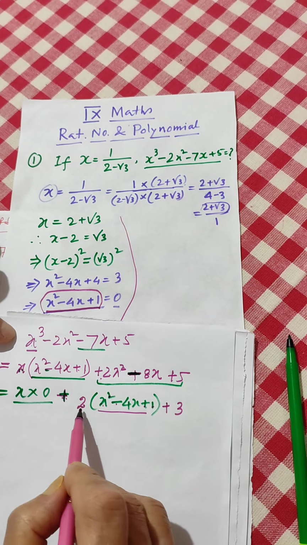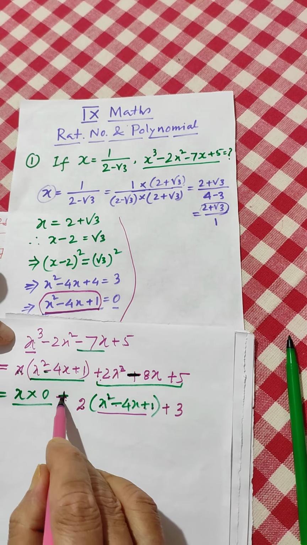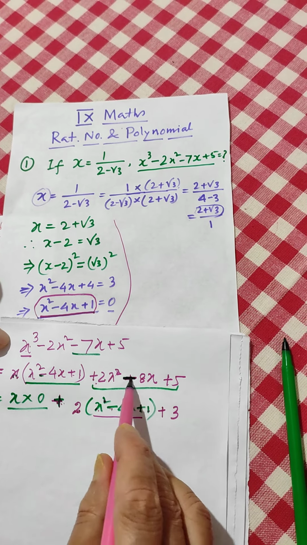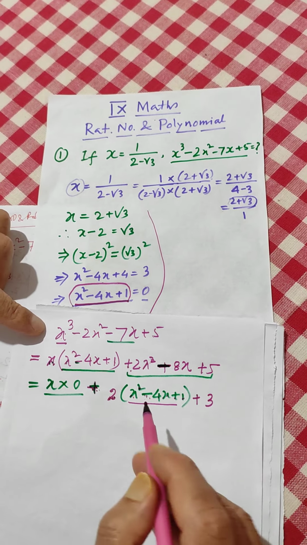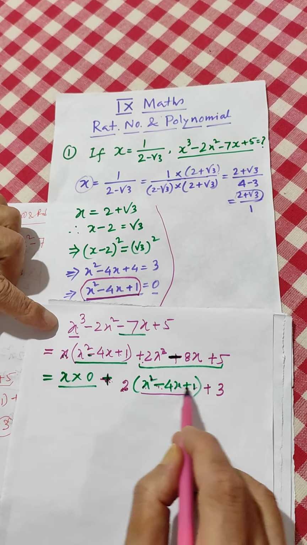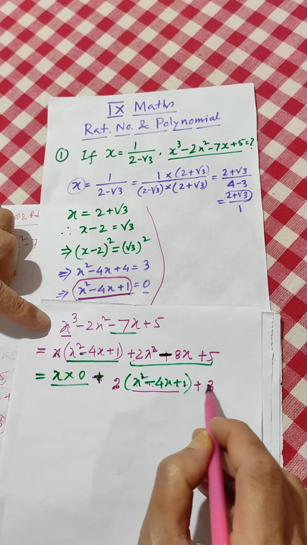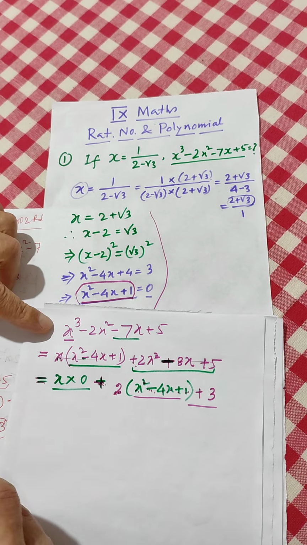Yes, see again, plus 2 into x square is plus 2x square, so correct. Plus 2 into minus 4x is minus 8x. Then plus 2 into plus 1 is plus 2. Now plus 2, and what will make plus 5? Plus 3. So now this step is equal to this step.